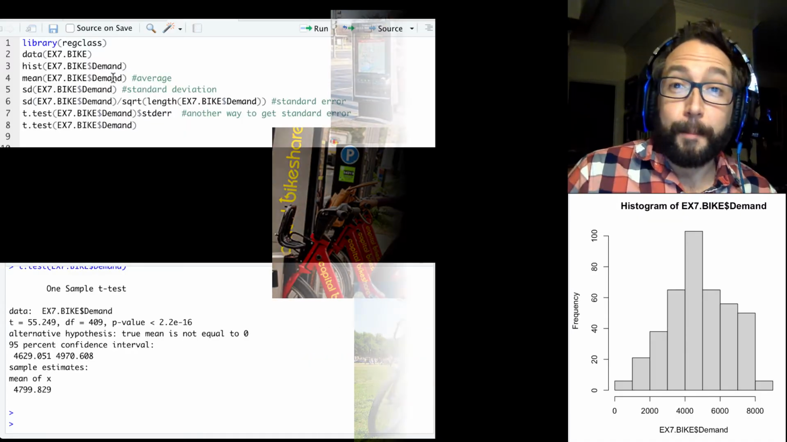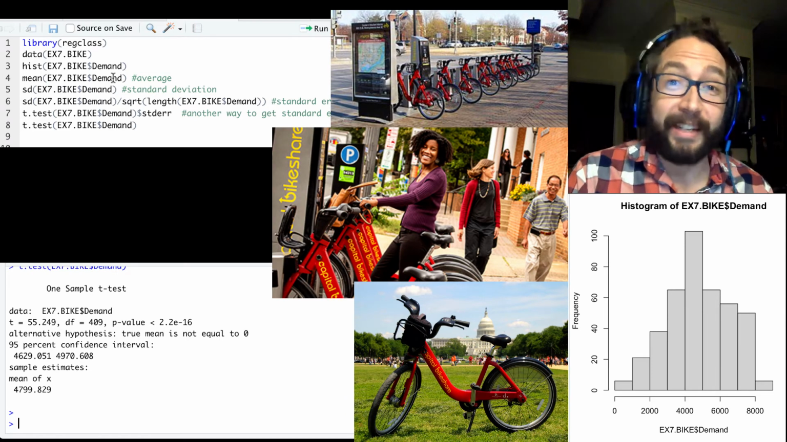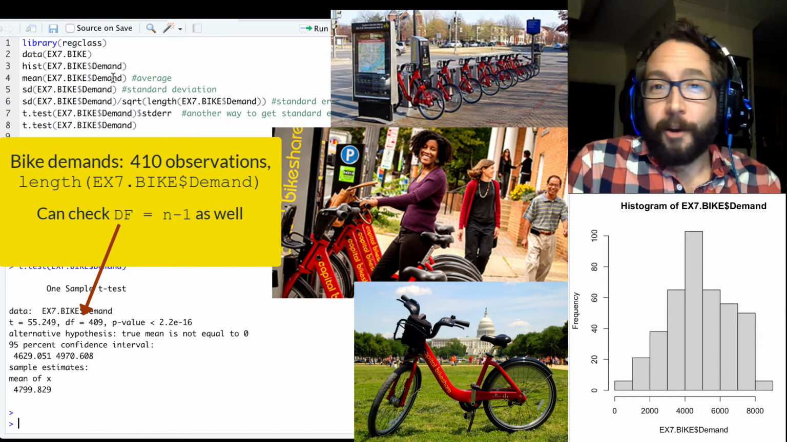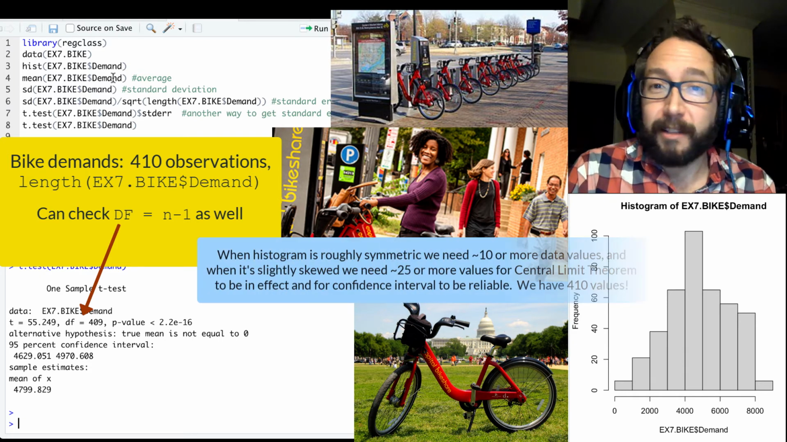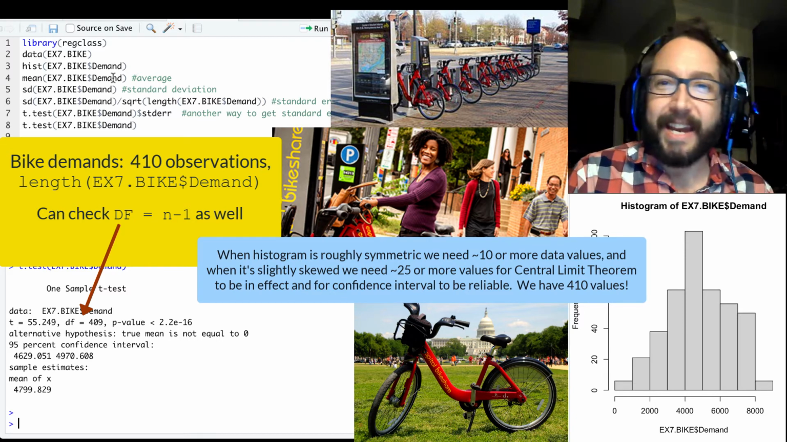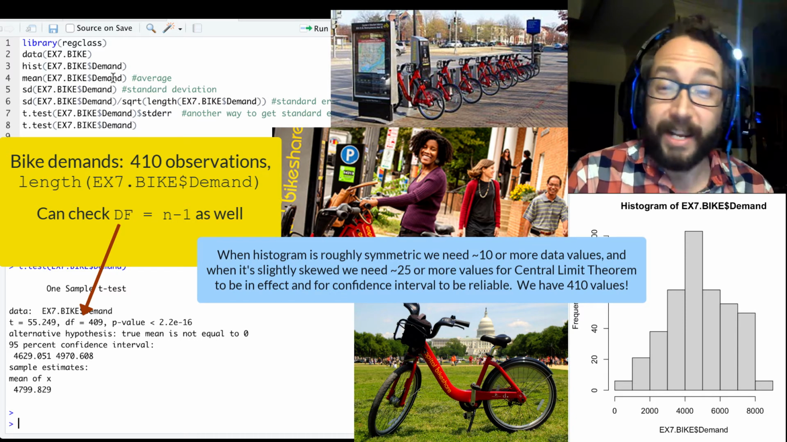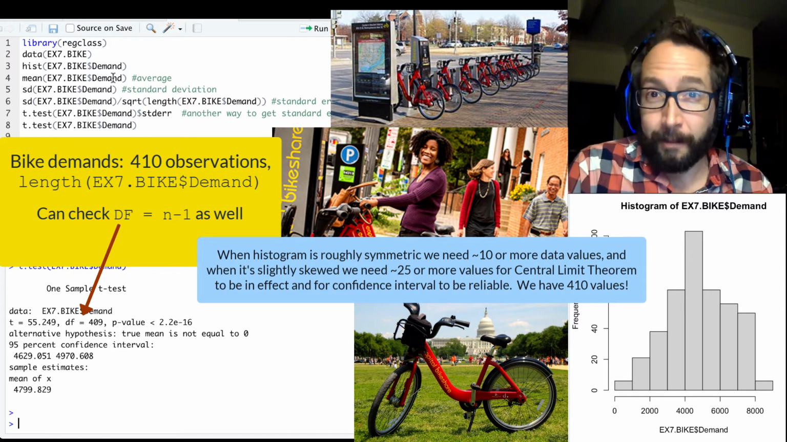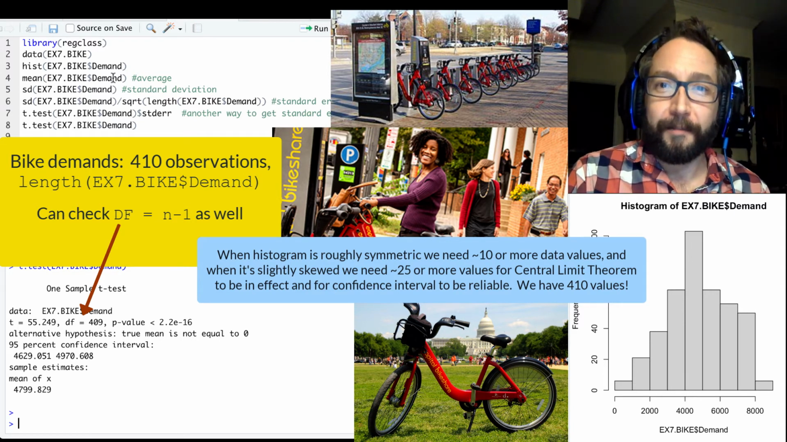Now, for the Capital Bikeshare Program dataset, we were definitely in that realm. We had a total of 410 observations. So even though our histogram looks relatively symmetric, we're definitely good to go here. We really would have only needed about 25 or more data values for us to be pretty comfortable using the t.test procedure and coming up with this 95% confidence interval. We have way more data than what we need.